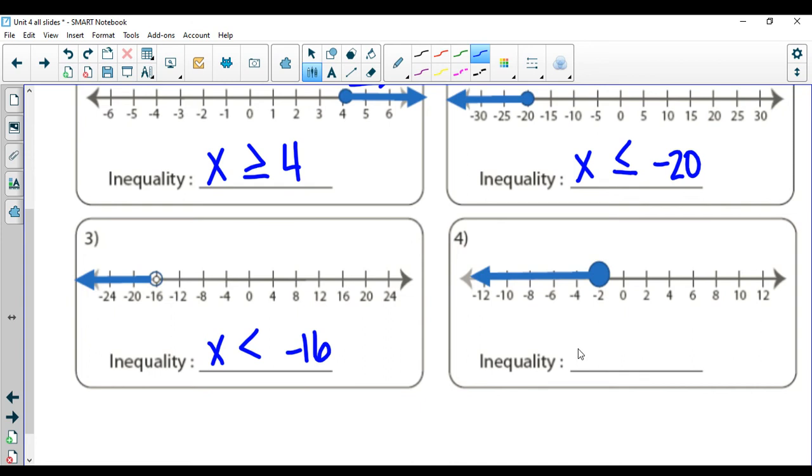In number 4, my target number is a -2, so I have x and a -2. It is a closed circle here, and it is shading down to the left. So I'm going to have less than or equal to -2 for this one.